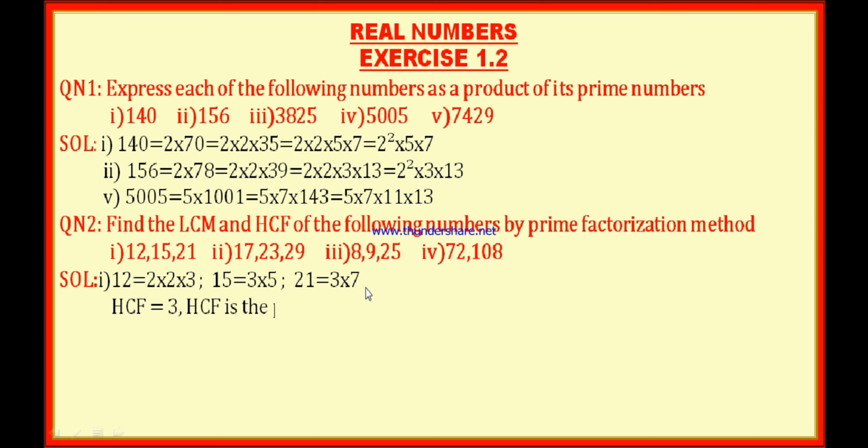Now let us find HCF first of all. How to find HCF? HCF is the product of all common factors with their least exponents. First of all, write the common factors from all the 3 values. From all the 3 numbers, what are the common factors? Here 2 is a factor of 12, but you cannot find 2 in 15, therefore leave it. Here 3 is a factor of 12, 3 is also a factor of 15, and 3 is also a factor of 21, therefore you write 3. And there is no other common factor, therefore HCF of 12, 15 and 21 is 3. HCF is the product of common factors with their least exponents.